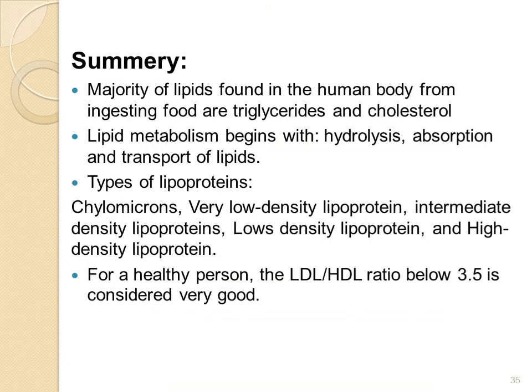Now in summary, the majority of lipids found in the human body from ingesting food are triglyceride and cholesterol. Lipid metabolism begins with hydrolysis, absorption and the transport of lipids. Types of lipoproteins: we have chylomicron, very low density lipoprotein, intermediate density lipoprotein, low density lipoprotein and high density lipoprotein. For a healthy person, the LDL HDL ratio below 3.5 is considered very good.